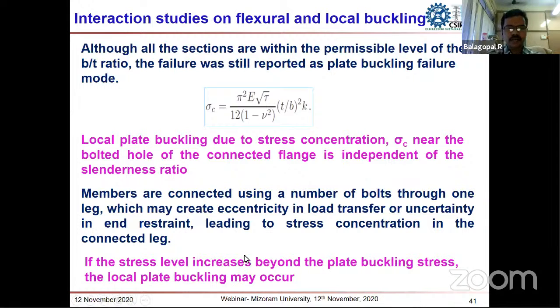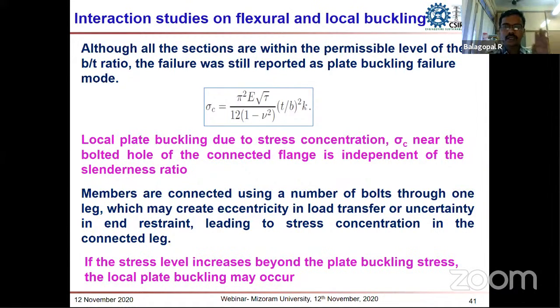Although this is the interaction, what I have told is that this is a limiting critical stress for plate buckling failure. Suppose we want to compute the buckling load due to local plate buckling, this critical stress is computed using this formula. In some cases, local plate buckling may occur due to stress concentration in the bolt holes. Apart from plate buckling, there will be a localized stress concentration near the bolt hole. Then the buckling may happen due to the stress concentration near the bolt holes.